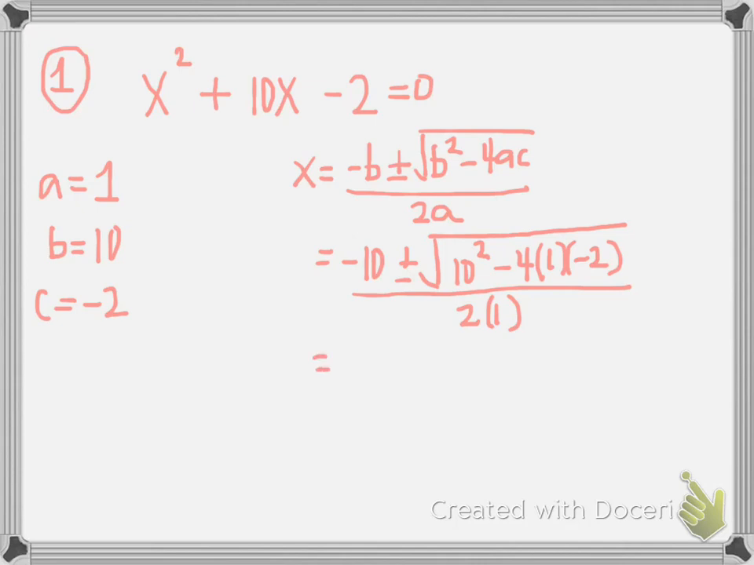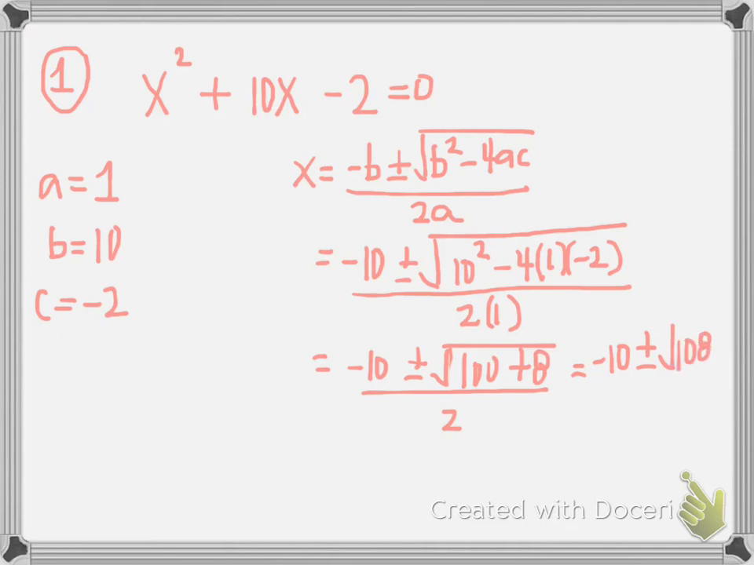Okay, so I'm going to have negative 10 plus or minus the square root of 100 plus, since negative 4 times 1 times negative 2 is a positive 8. And then this is all over 2. So this is going to be negative 10 plus or minus the square root of 108 all over 2.